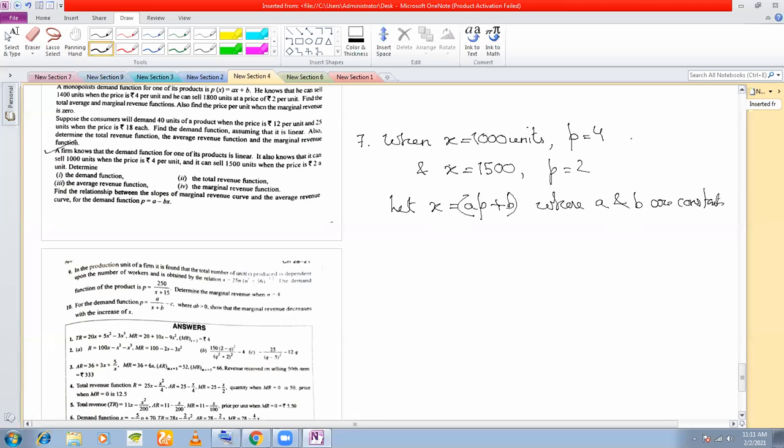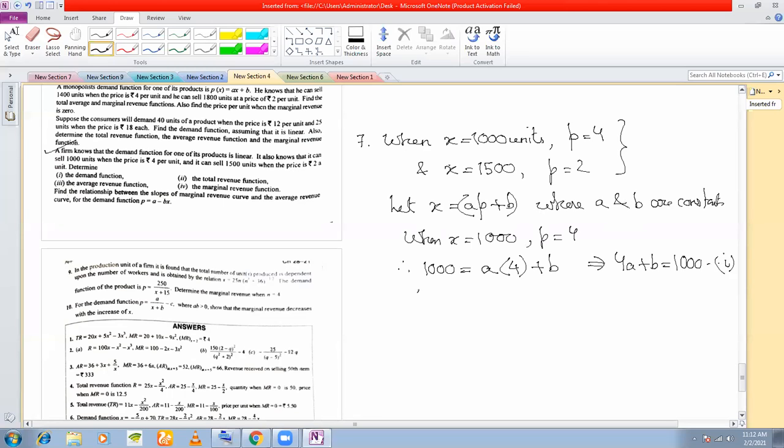Now again, with the help of these two conditions, we are going to find out the values of A and B. So when x is equal to 1000, P is equal to 4. Therefore, 1000 is equal to A into P plus B, right? So we get 4A plus B is equal to 1000. This is your first equation.